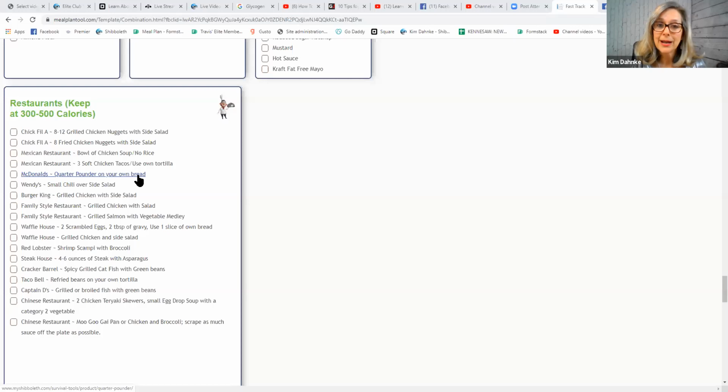So you need to be prepared there and take your own thing. Now, if you don't need the bread, just eat the meat. Now, this is a real popular one right here. Wendy's small chili over side salad. And then you could do Burger King. It says grilled chicken with side salad. Somebody told me they quit making that, but I don't know. You know, restaurants change their menu all the time.